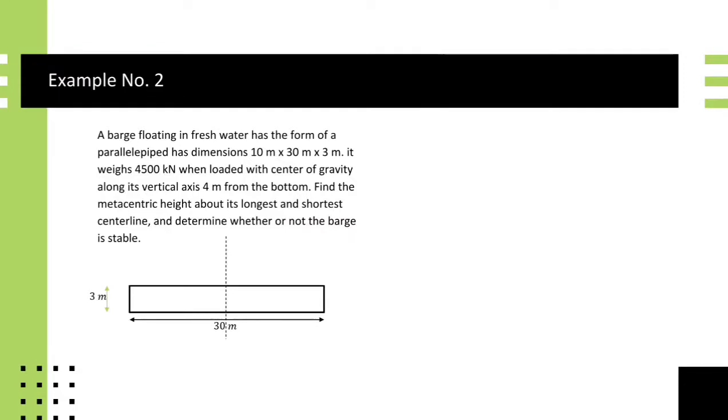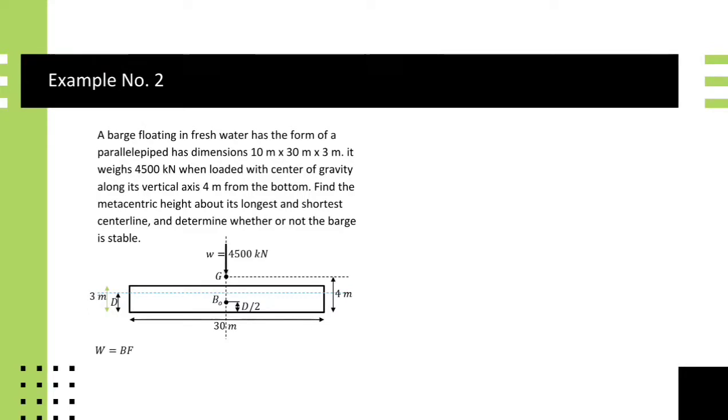Dito, 30 meters muna yung ilalagay ko. Yung weight is 4,500. Located 4 meters from the bottom. Ating G. That is 4 meters from the bottom. And then, ano pa? This is the draft. This is the BO, which is D over 2. And then, dahil hindi binigay ang draft, kailangan natin kunin ang value ng D.